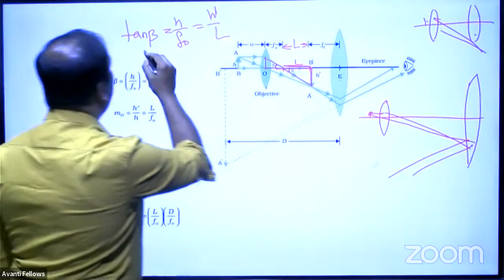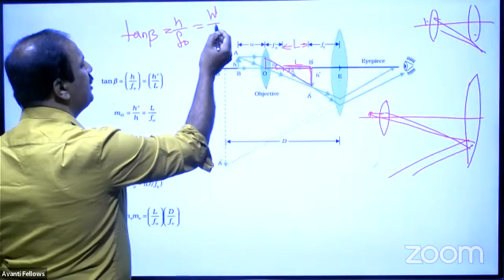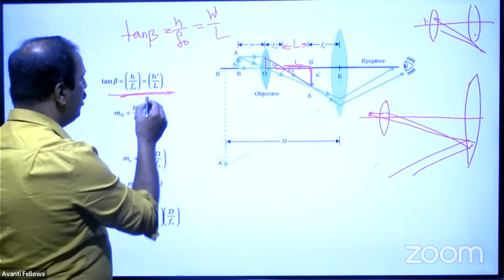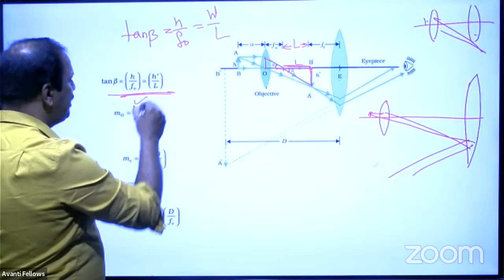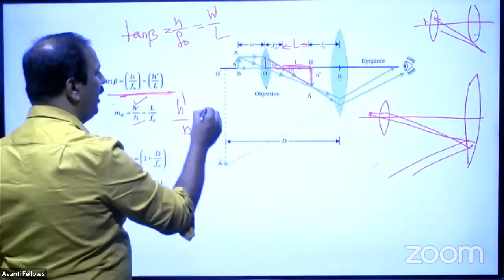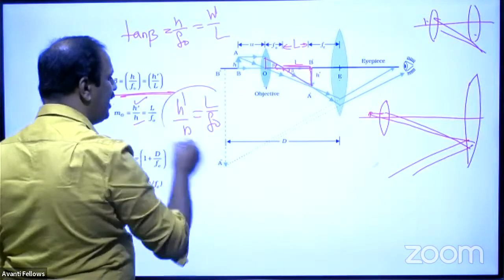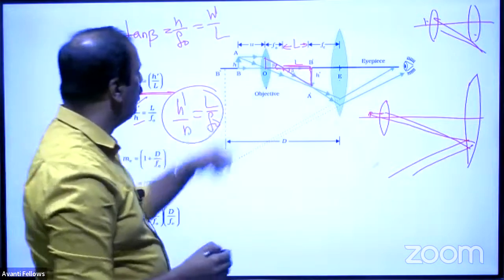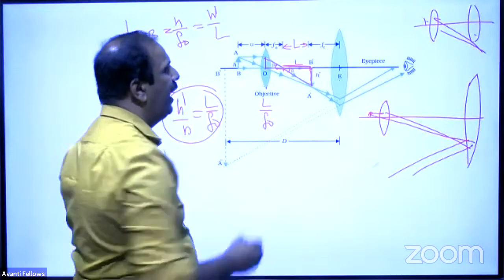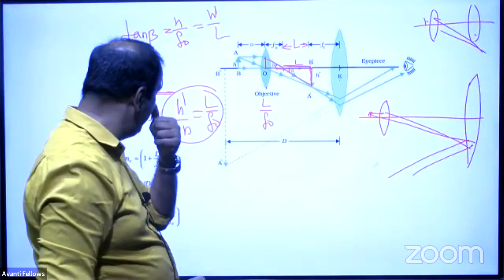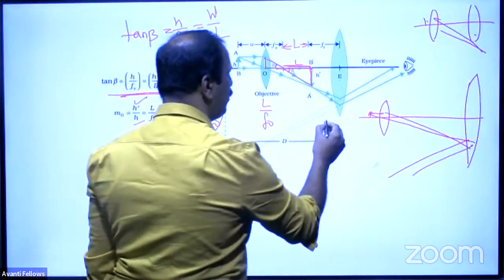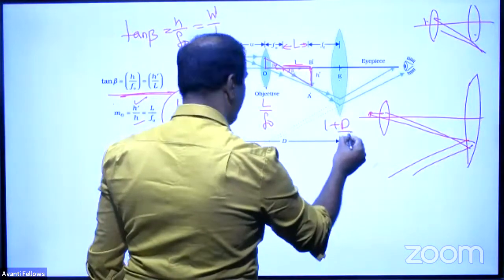So you will get tan beta is equal to h by FO, which is equal to h dash by L here. So you are getting like this. Now if you rearrange this, h dash by h, which is the magnification, is equal to L by FO. So the objective produces a magnification of L by FO. And what about the magnification of the eyepiece? When the image is formed at D, the magnification of the eyepiece is 1 plus D by FE.